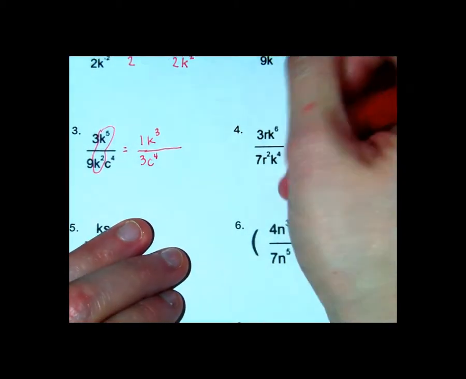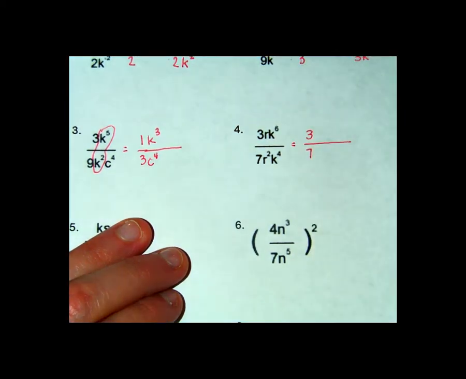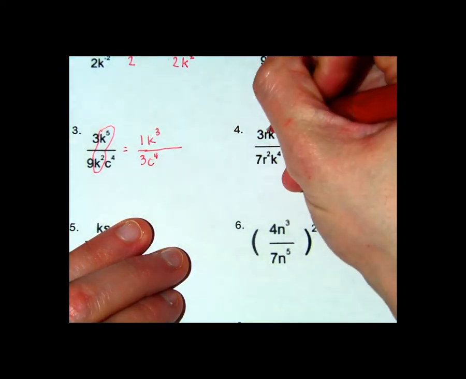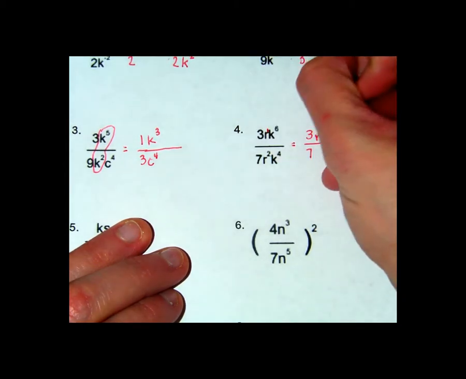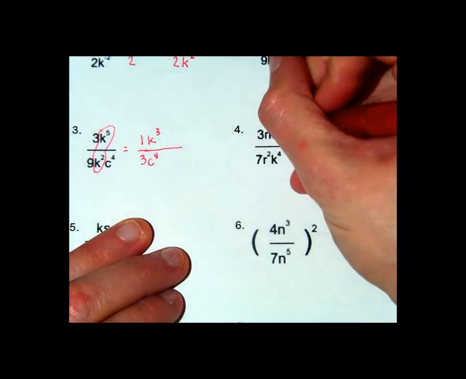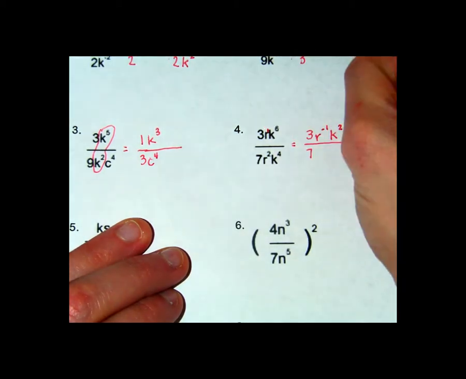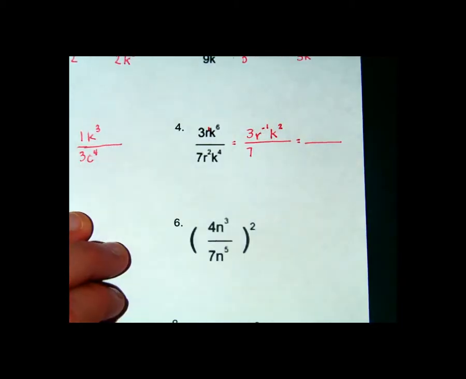Okay. Number 4. 3 over 7 does not reduce. I've got r's. This has got a 1 with it, so r, 1 minus 2 is negative 1. I'll have to move that in a moment. And then I've got k. 6 minus 4 is 2. So I'm not finished, I know, because I have negative exponents.